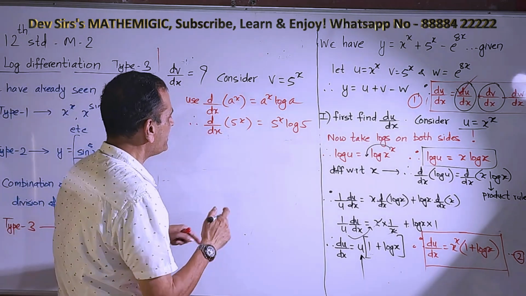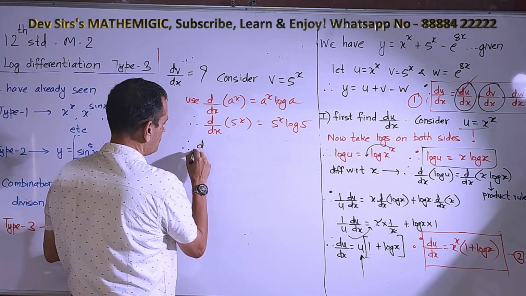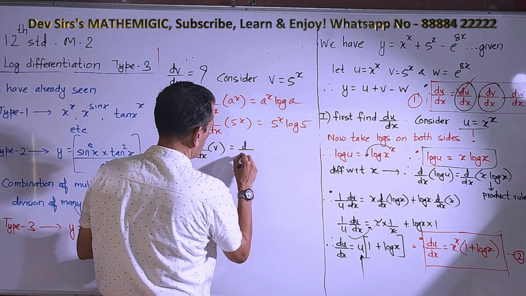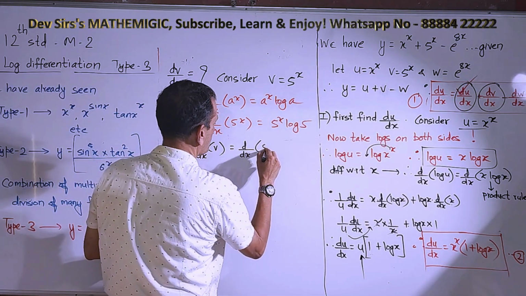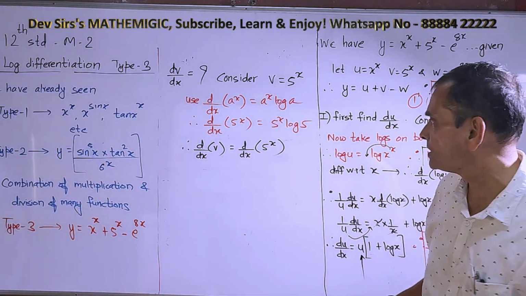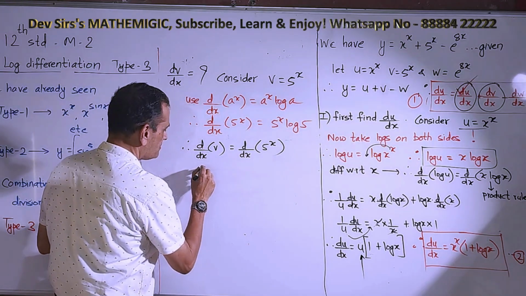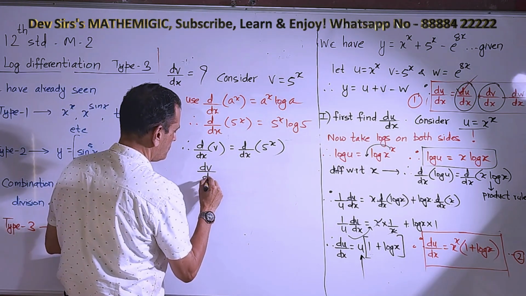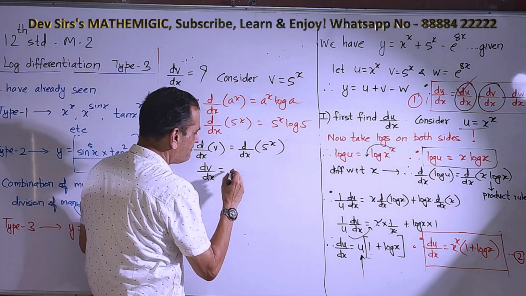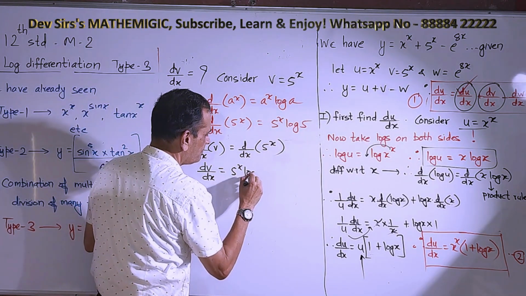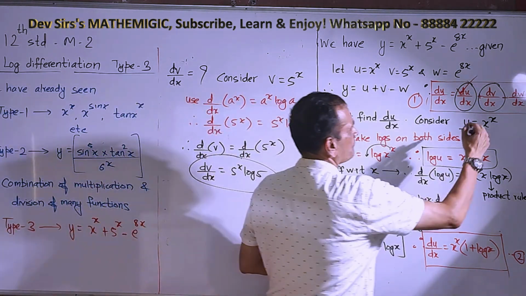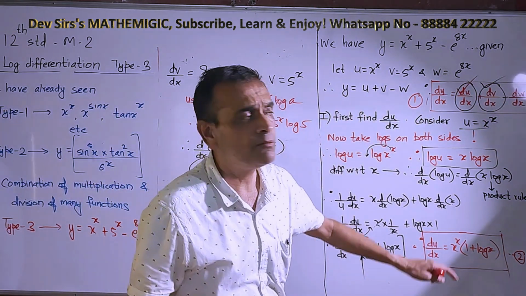So differentiate with respect to x. d by dx of LHS equal to d by dx of RHS. So dv by dx. d by dx of 5 raised to x, फॉर्मूला लिखा है 5 raised to x log 5. डायरेक्ट आंसर आ गया. और dw by dx.